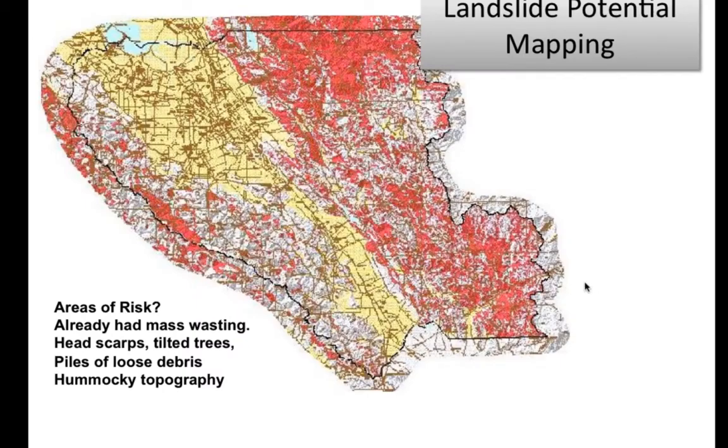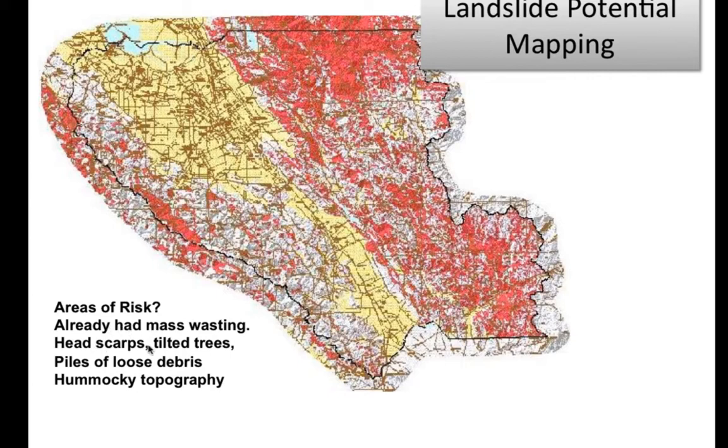Now, how do we determine areas of risk? Well, if the landslides already happened, it's an area of risk. So we make these landslide maps. In fact, this is for the San Jose area. So here's a little bit of the San Francisco Bay, but we can see kind of the Santa Cruz Mountains over here, the Diablo Range over here. So these red areas indicate areas of landslides, where landslide is likely. So areas already had mass wasting.